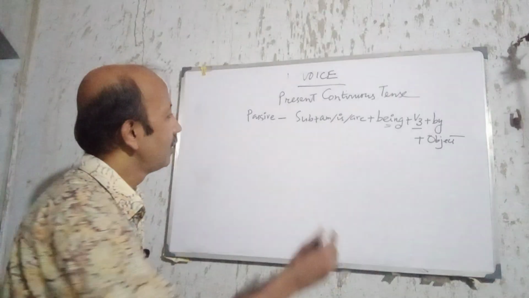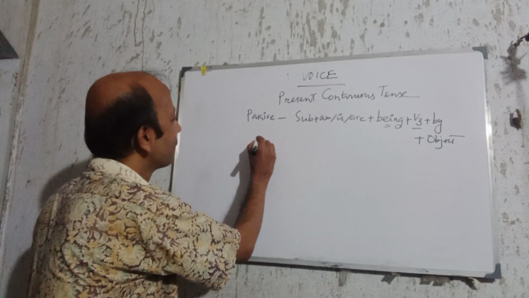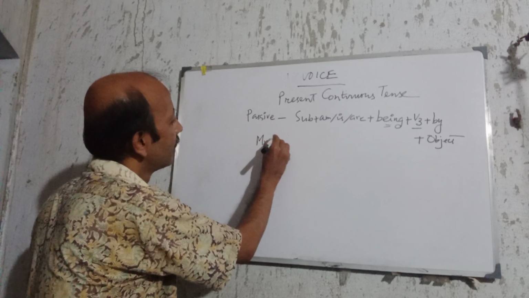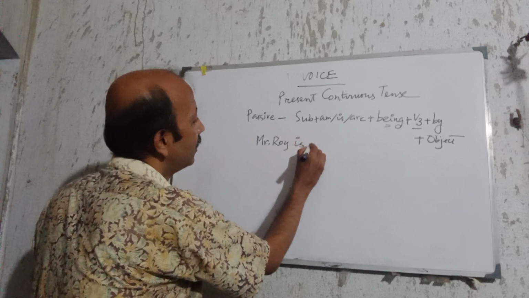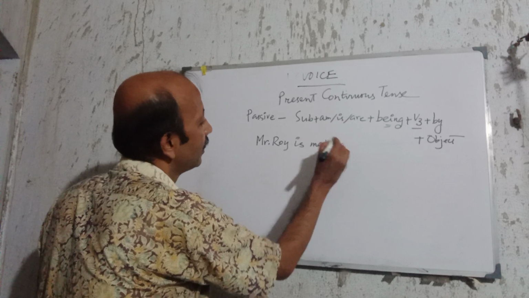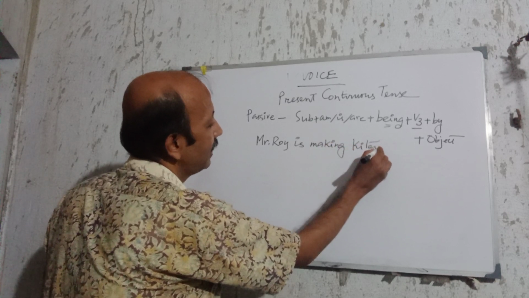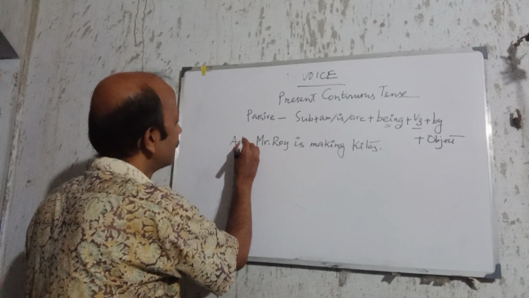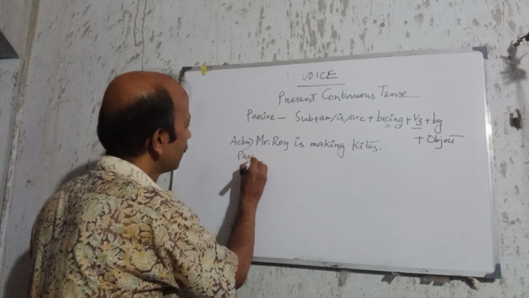Come to the example. Say, Mr. Roy is making kites. It is in active voice. What will be the passive form?